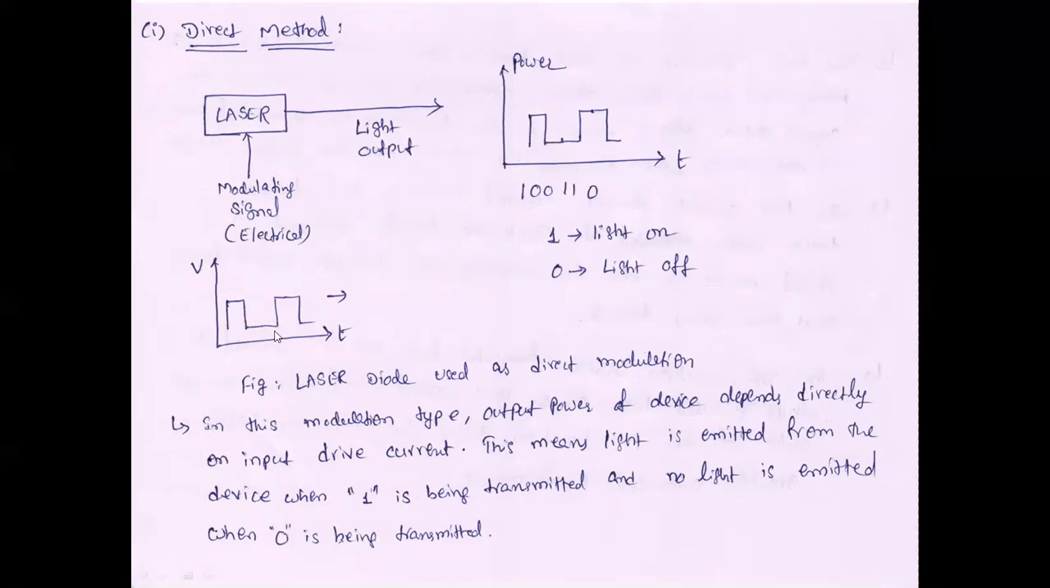This is the method to convert from electrical to optical signal by the direct technique. We are giving input directly electrical, output we are getting light signal. This is about direct technique.